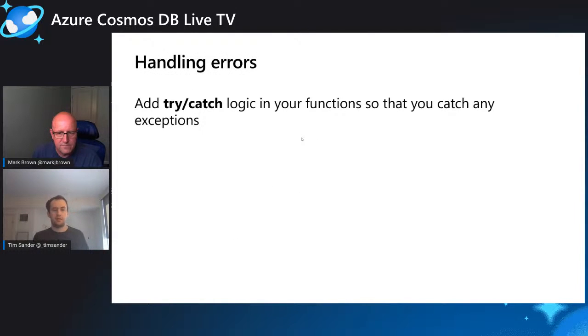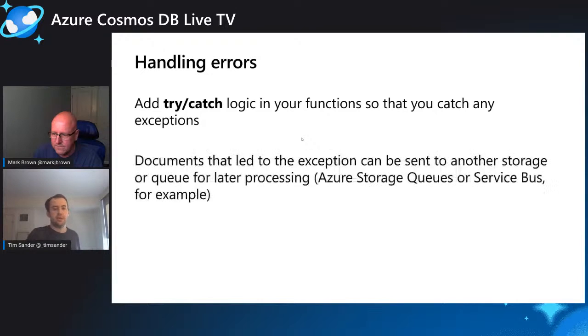Now, handling errors, I talked a little bit about before. You want to add try-catch logic in your functions so you can catch exceptions, and then persist the exception to a dead letter queue. Azure Storage, Service Bus, these are all good examples of what you could use to store the failures for later processing. Now, remember, functions will move on. The change feed processor library, if there's a failure, will just retry that batch again and again.